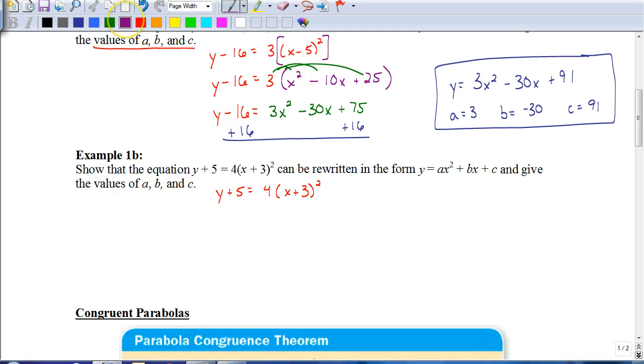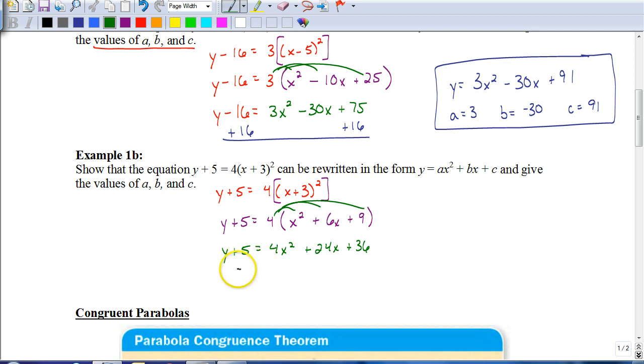Okay, so here's what you should have done. You should have started out by simplifying this (x plus 3) quantity squared. When I do that, I get x squared. My middle term would be 6x because we multiply these two together: 3 times x is 3x, and then multiply times 2 is 6x. And then 3 squared is 9. The next step is we distribute the 4 through. The y plus 5, I haven't done anything with that yet, so it's going to be 4x squared plus 24x plus 36.